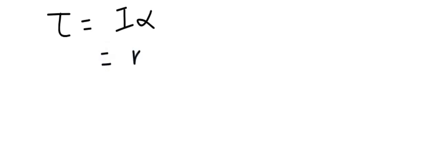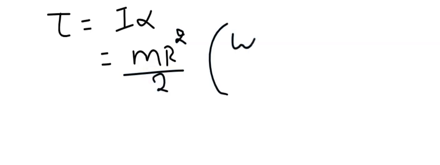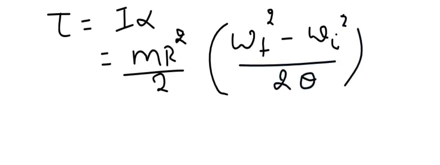So, we know tau is equal to I alpha, which is equal to mr squared by 2 into (omega f squared minus omega i squared) by 2 theta, where omega f is the final angular velocity and omega i is the initial angular velocity. Now, let us substitute the values.